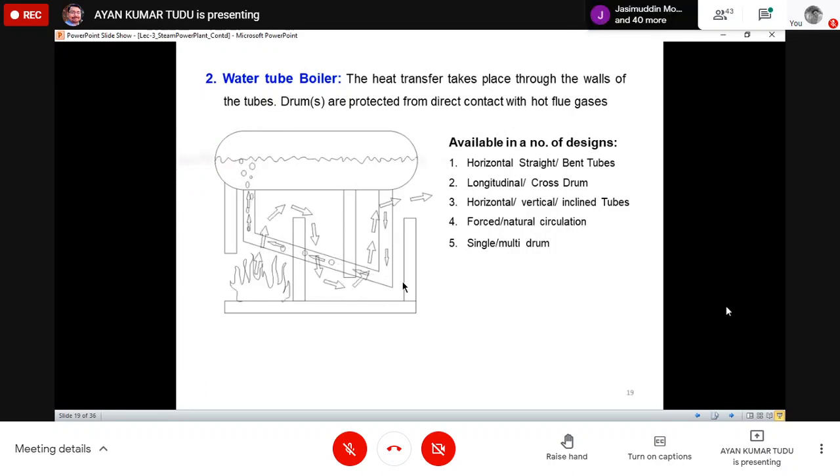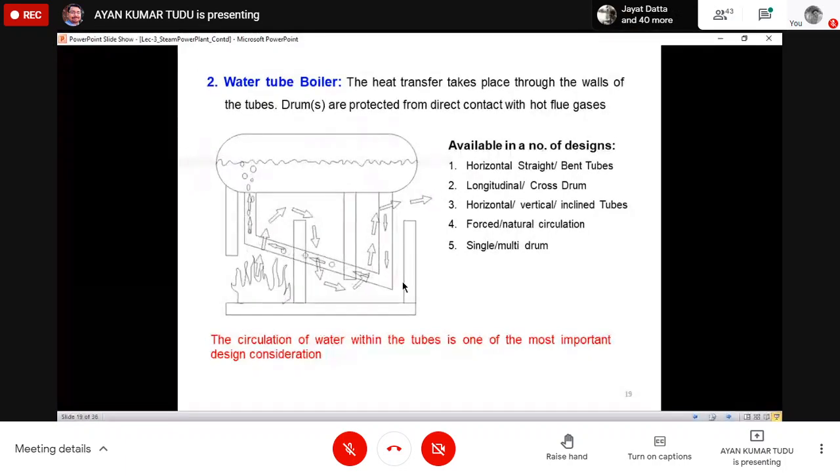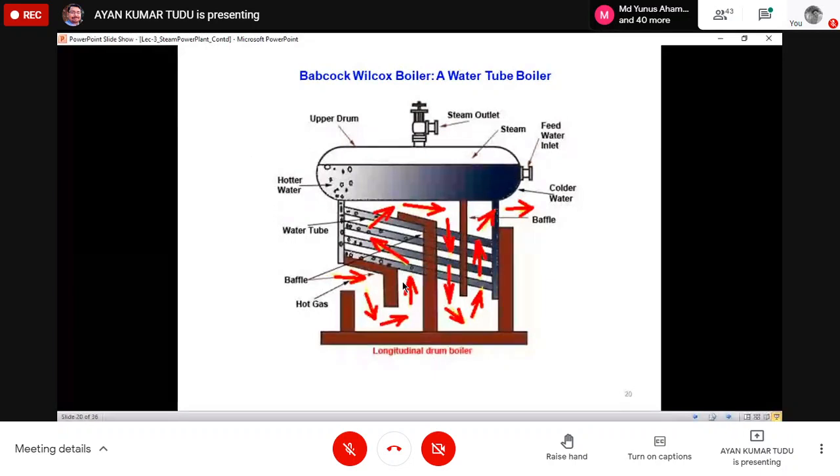Circulation of water within the tubes is one of the most important design considerations. Just go through this figure for a few seconds, and you will be able to understand how the water tube boiler actually works. This is a Babcock-Wilcox boiler, a very common boiler.